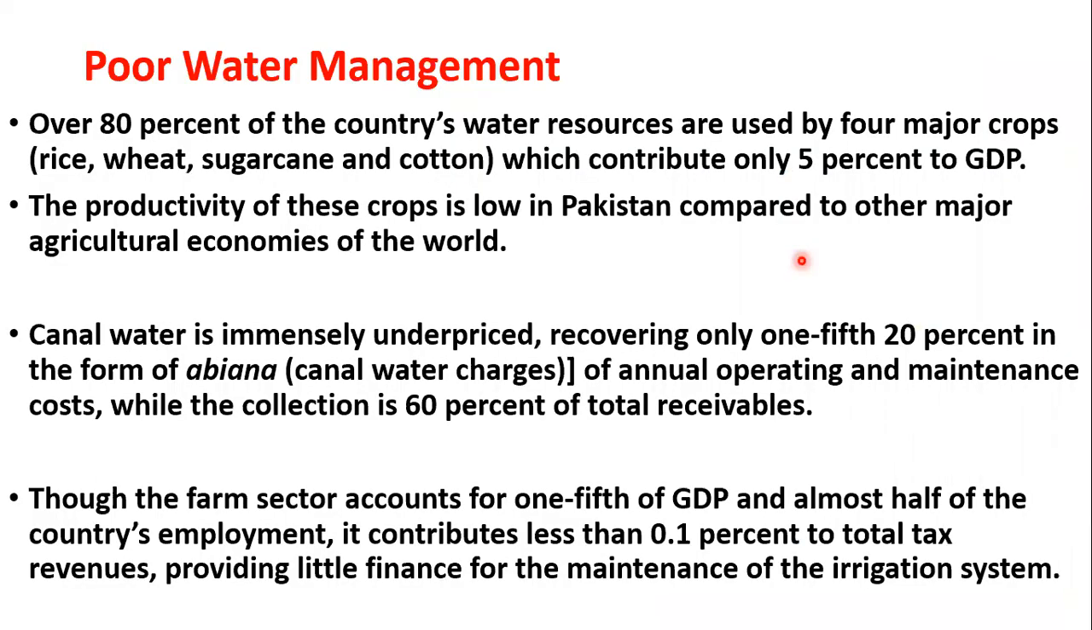Poor water management. It is really that Pakistan is the country where the water is not properly managed. Over 80% of the country's water resources are used by 4 major crops: rice, wheat, sugarcane, and cotton, which contribute only 5% to the GDP.